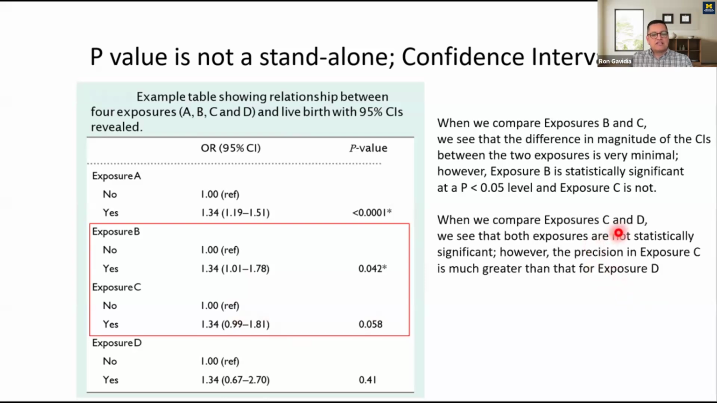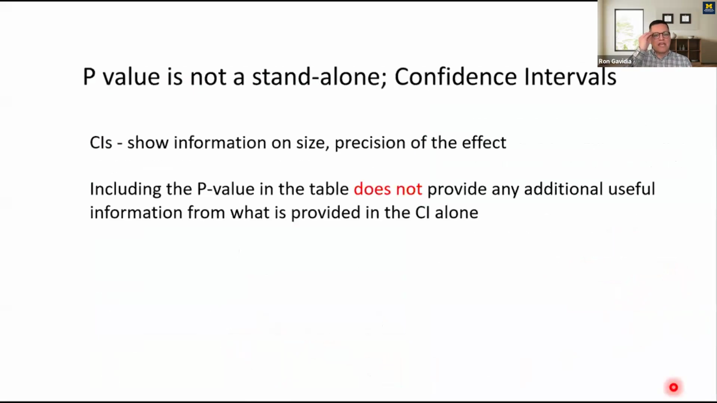And then when we compare C and D, we see that both exposures are not statistically significant. However, the precision in C is greater than the precision in D. Why? Because the confidence interval is wider in exposure D, and the p-value is higher. So again, confidence intervals show information about the effect size and also about the precision of the effect. It is also important to remember that including the p-value in a table does not provide any additional useful information beyond what is provided by the confidence interval alone.